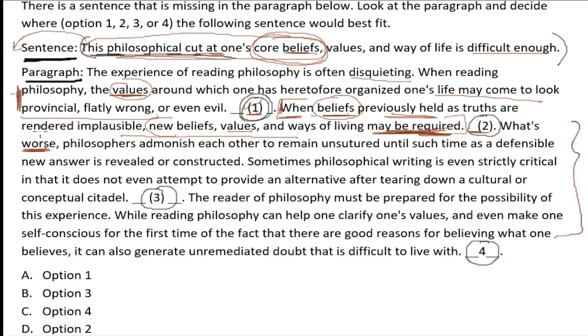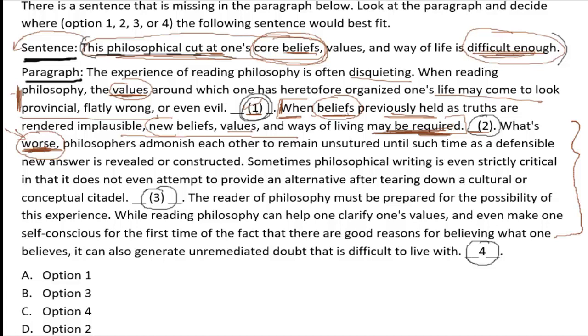And then the author says, what's worse? That means this worse is in comparison. See, what happens is this worse means in the earlier sentence there is negative opinion. And this negative opinion is basically this. So, when beliefs previously held as truths are rendered implausible, you need new belief and ways of living. And this cut at your own core belief could be difficult enough. And more than difficult, what worse is that philosophers admonish each other. So now we understand that the author has used the word worse here with respect to the word difficulty.